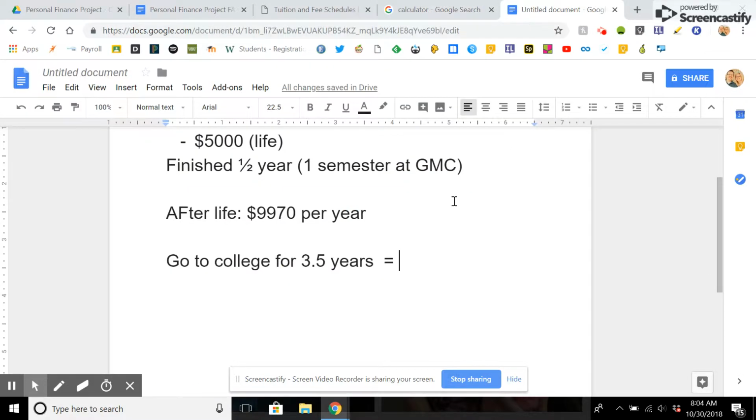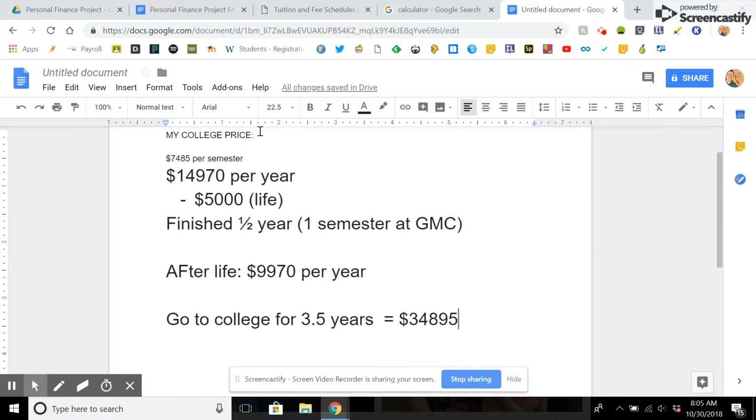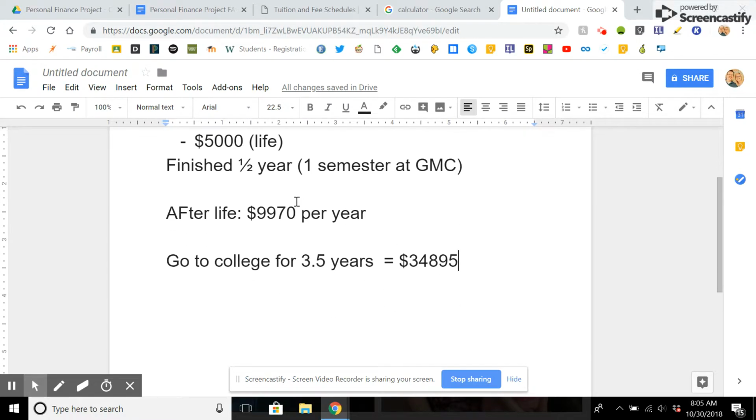I'm going to spend $34,895, okay, for 3.5 years at Clemson. And that's how I figured out the average and just a basic overview of what my cost will probably be in college. All right, tune into the next part to figure out debt.